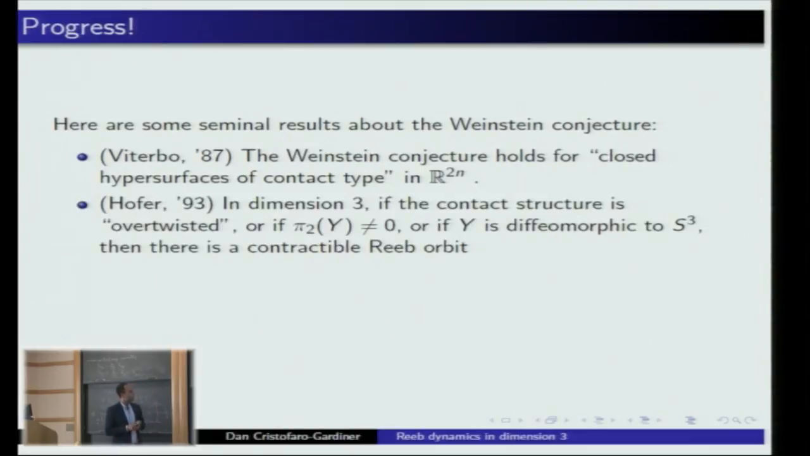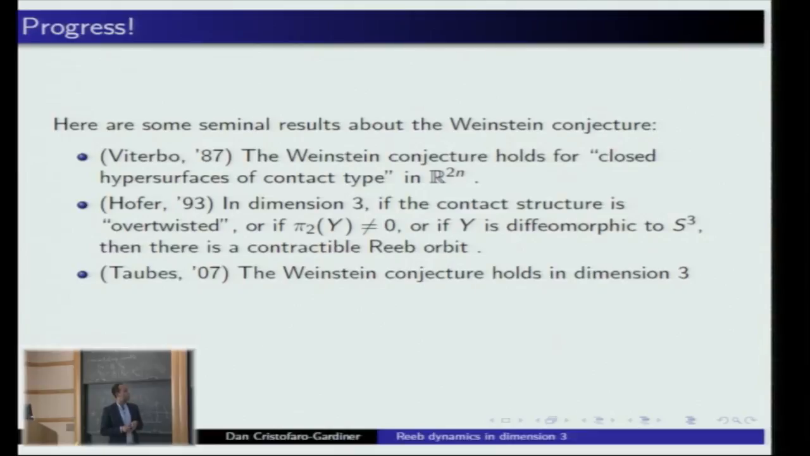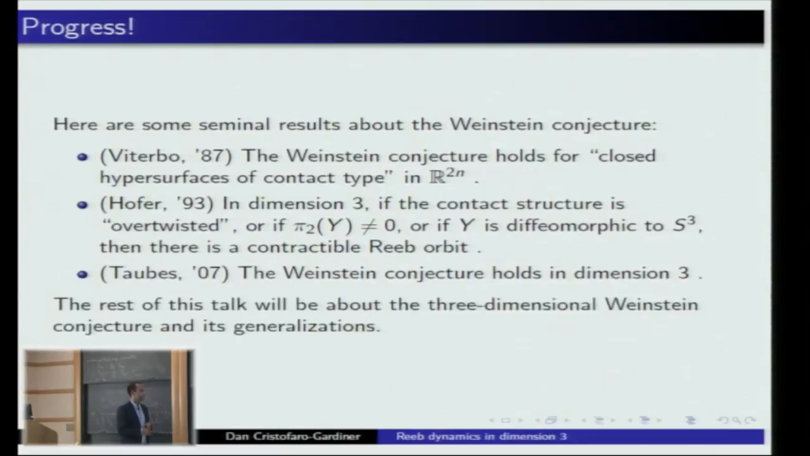Another very important result is due to Hofer, who showed that the Weinstein conjecture holds in dimension 3. I'll start with the third condition, because that's certainly the most accessible to non-specialists. If your manifold is diffeomorphic to a 3-sphere, then it's true. Or if pi2 is non-zero, or if the contact structure is overtwisted. Again, I throw that in there for specialists. And recently, Taubes showed that the Weinstein conjecture is just true in dimension 3. So that's really the starting point from where my talk and the results I'm going to describe start.